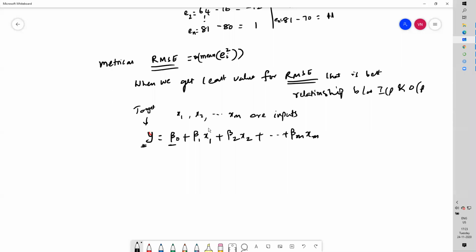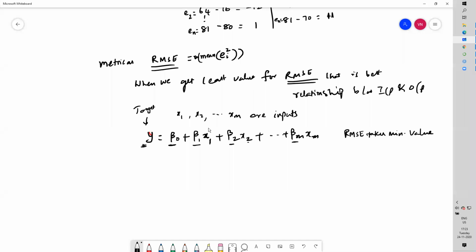Now, here, how many unknowns do we have? This is the intercept beta naught. This is the coefficient, which is the slope for the variable x1. This is the coefficient for x2. This is the slope for x2. And this is the coefficient for xm, the slope for the variable xm. So now, we need to find out the best values for beta naught, beta 1, beta 2, up to beta m, where let's say the RMSE takes the minimum possible value.